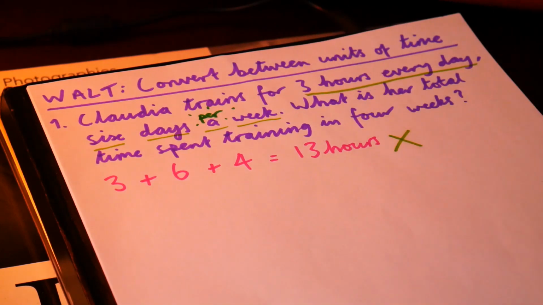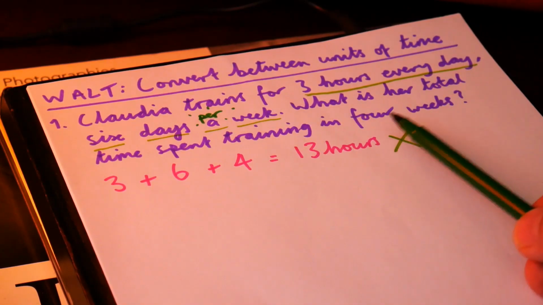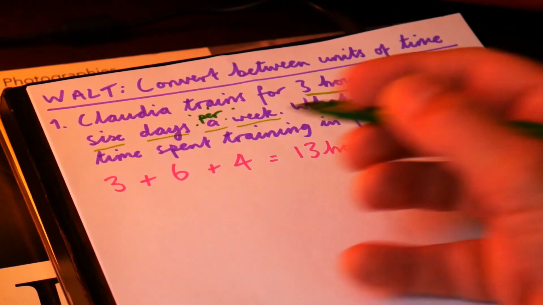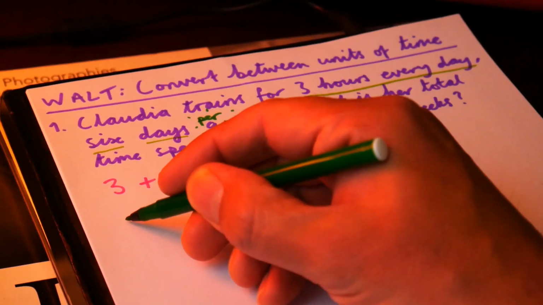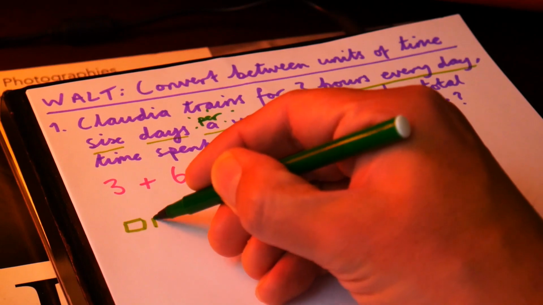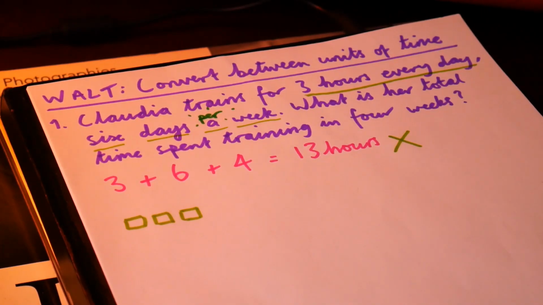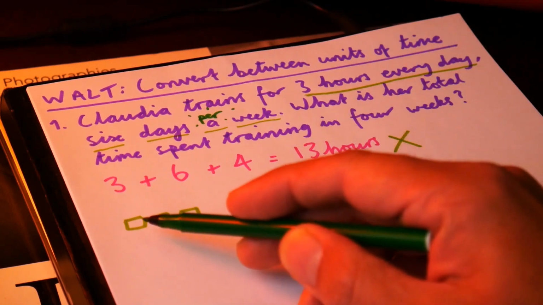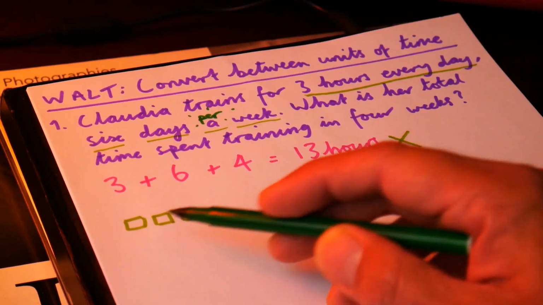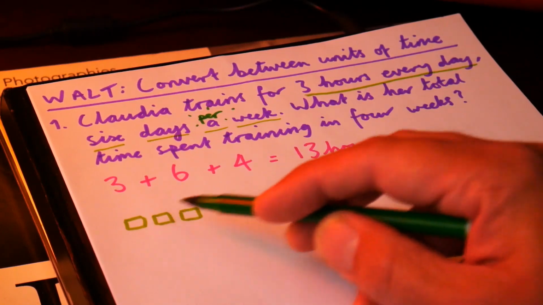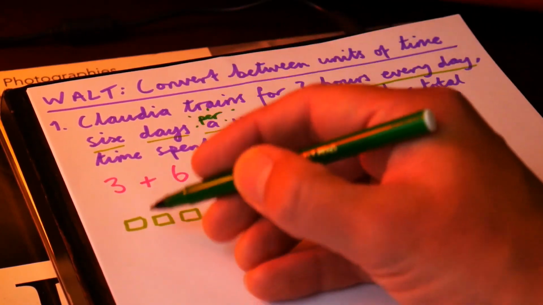Now to do it, we can draw a diagram to help us. 3 hours every day, 6 days per week, and then 4 weeks. So let's quickly draw 3 hours. So 3 hours, let's say it looks like this. 1 hour, 2 hours, 3 hours. And then 6 days per week. So that's 3 hours per day and 6 days per week. So we need to make 6 of these rows of 3 boxes. So here we go.